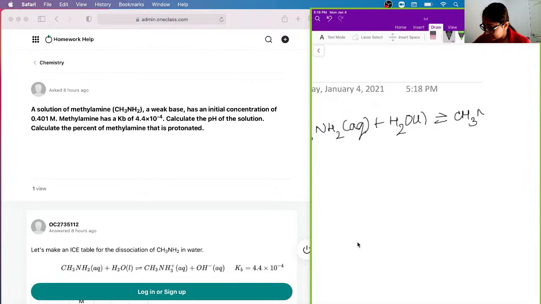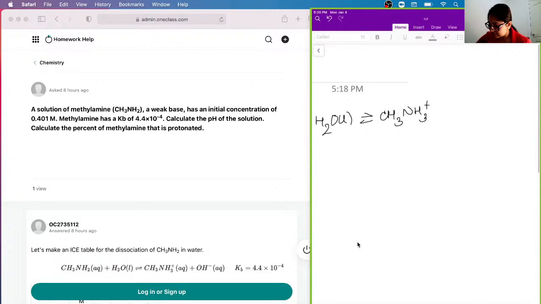It makes CH3NH3 plus, also aqueous, plus, and you basically give off OH minus. We know this because we're given the equilibrium constant of a base, so you know that it would produce a base.